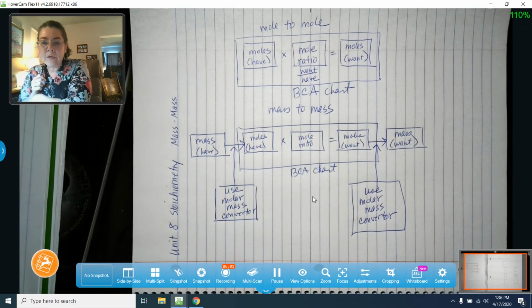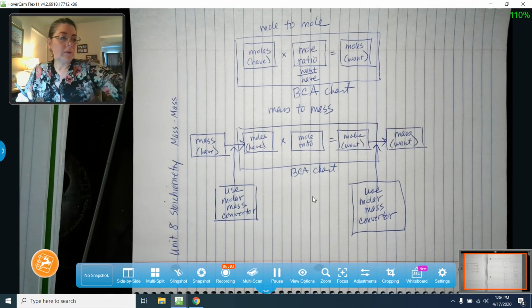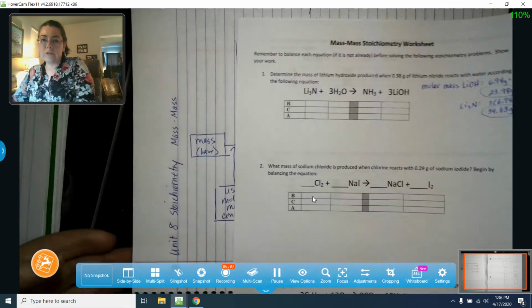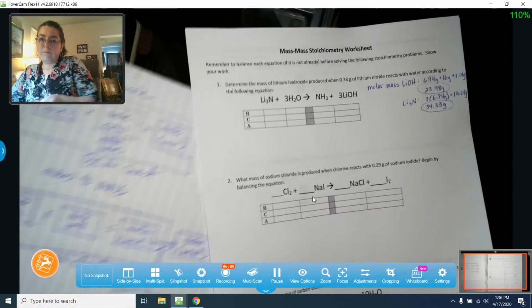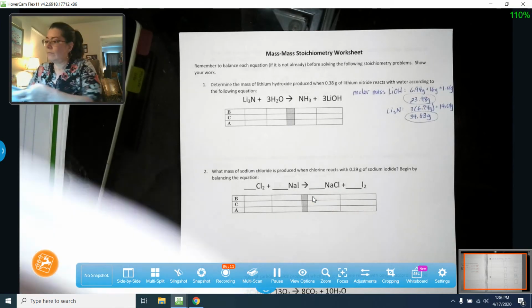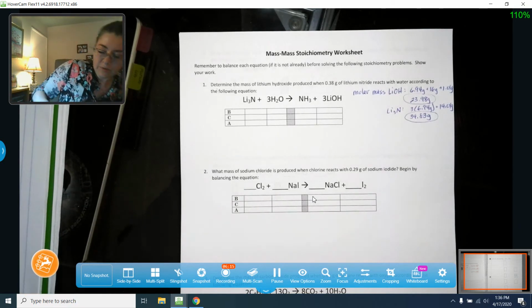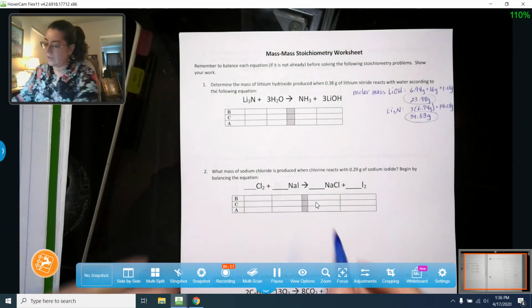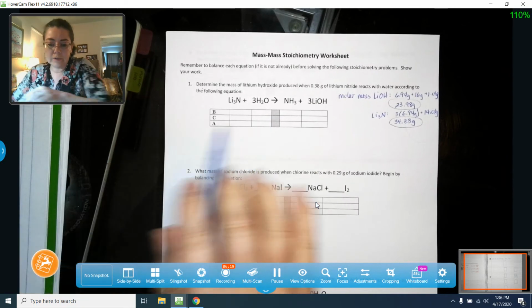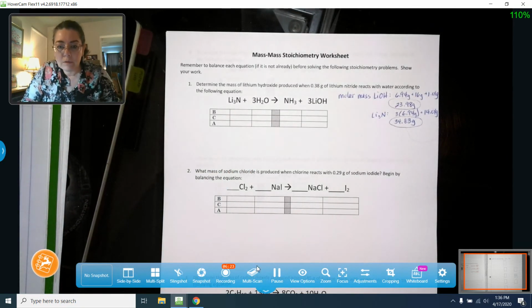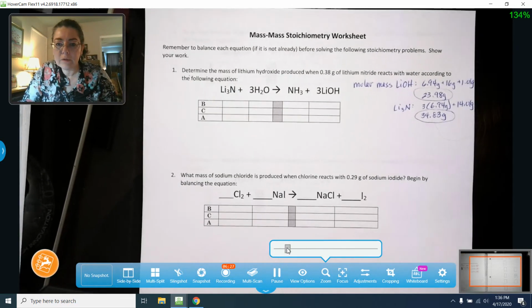Okay, all right, so let's do a practice problem, and we're going to do number 1 on the worksheet that you have in your Google Classroom. Let's put this over here. Okay, so in this problem, let me see if I can zoom, see a little better.